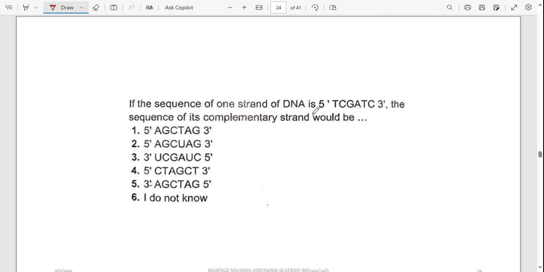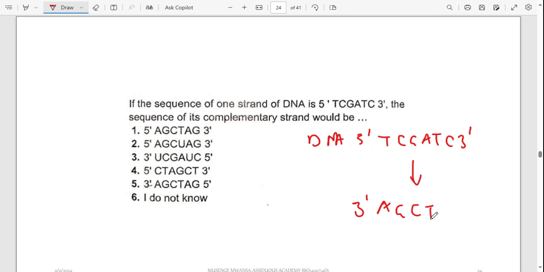If the sequence of one strand of DNA is 5' end, T, C, G, A, T, C, 3' end, what will be the complementary strand? Remember, 5' will be 3'. T pairs up with A, C with G, G with C, A with T, T with A, C with G, and then 5' end. So which one is going to be the answer here? 3' A, G, C, T, A, G, 5'. So this one.